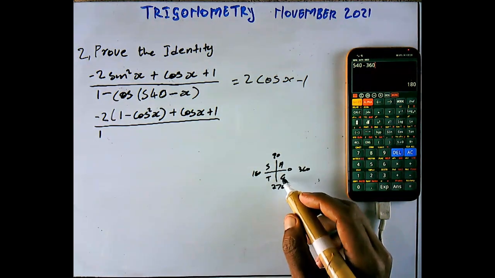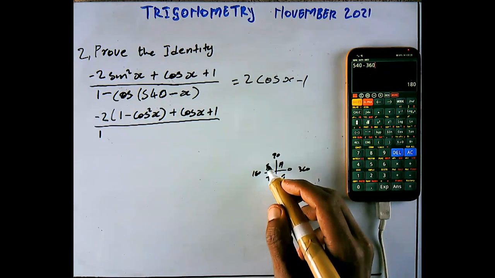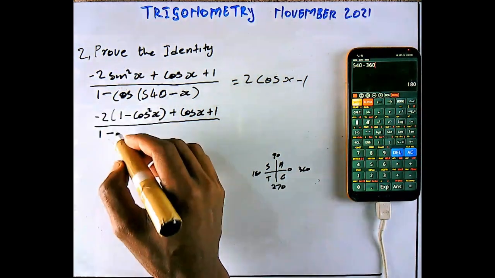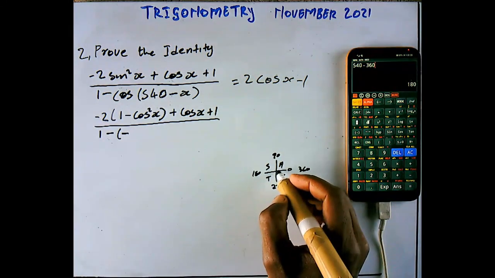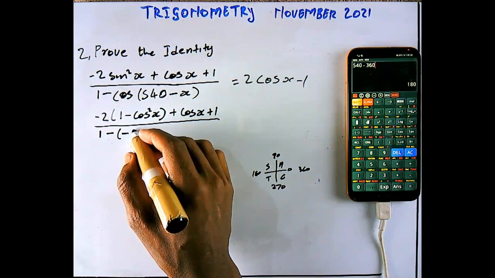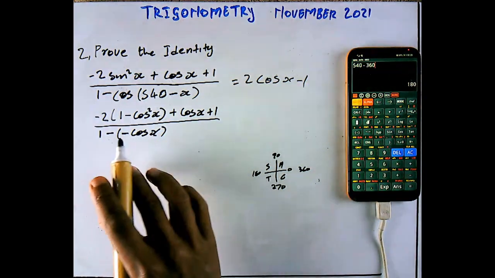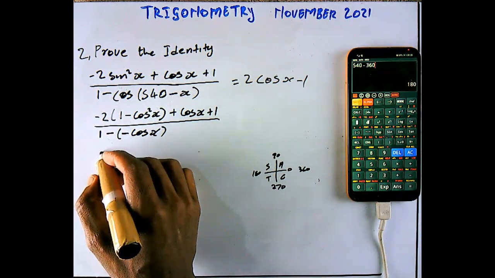This is CAST: cos, all, sine, tan. So here only sine is positive. This means cos is negative. So we are going to have the negative, this negative into negative of quadrant, because it's in this quadrant, cos x. And then here we multiply everything by negative 2.